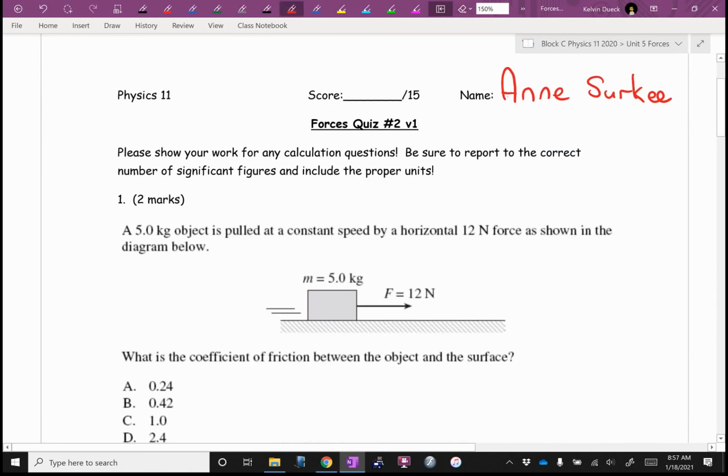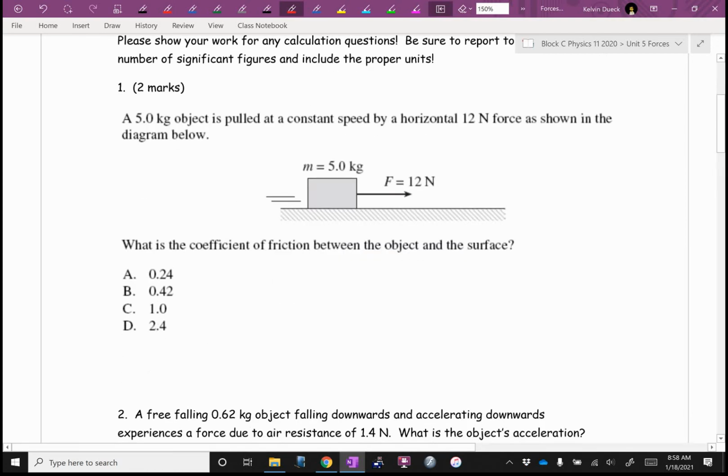It says be sure to report to the correct number of sig figs. I need to remove that. I used to be fussy about sig figs in Physics 11, and then I just kind of went, meh, you know what? I've taught it to you in the first unit, but we're not going to flog it. An object is pulled at a constant, ooh, that's important, by a horizontal 12 Newton force as shown below.